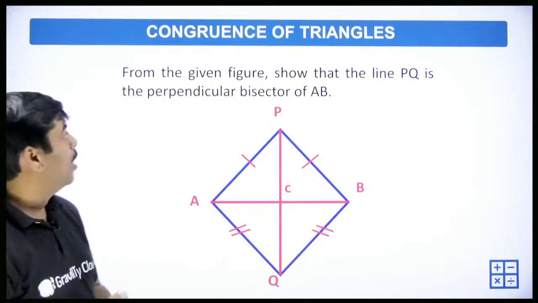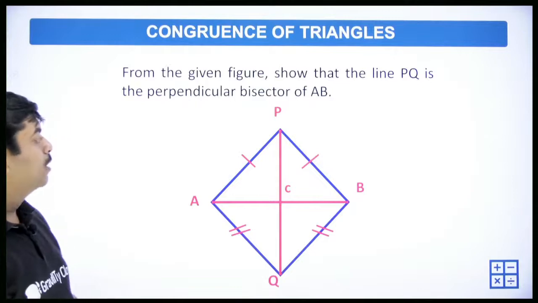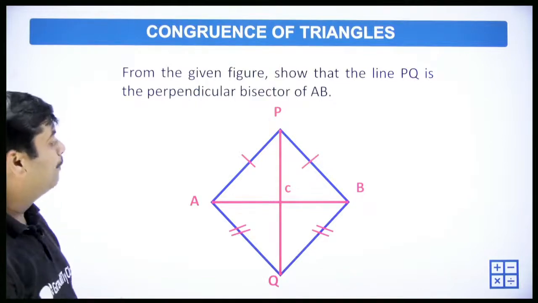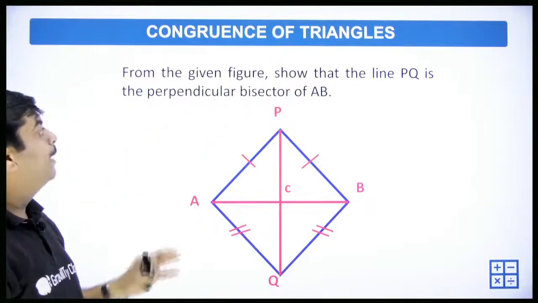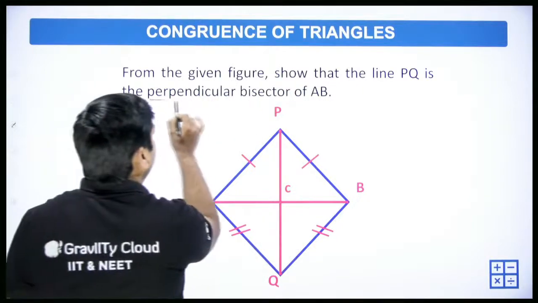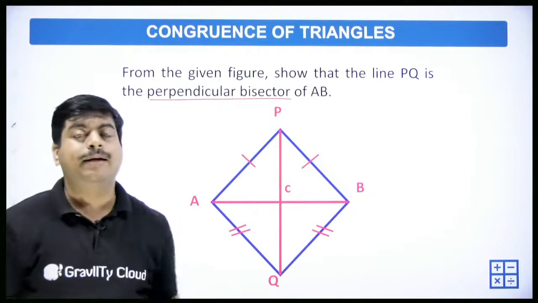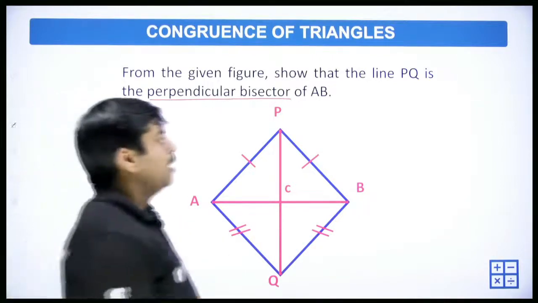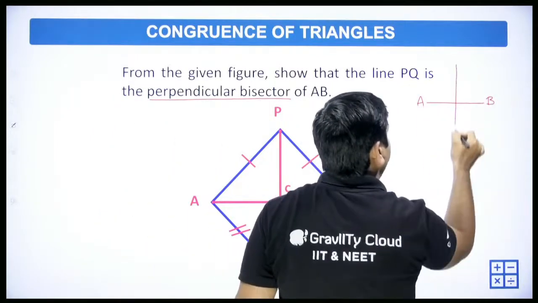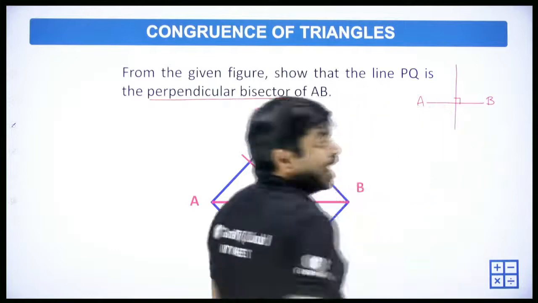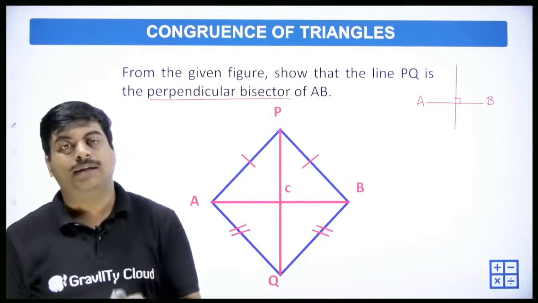So moving ahead, from the given figure, show that the line PQ is a perpendicular bisector of AB. Where is PQ? Okay. So what do you mean by perpendicular bisector? Let me explain. For example, we have A here and B here. So the line which is perpendicular to this line and bisecting means dividing into two parts.